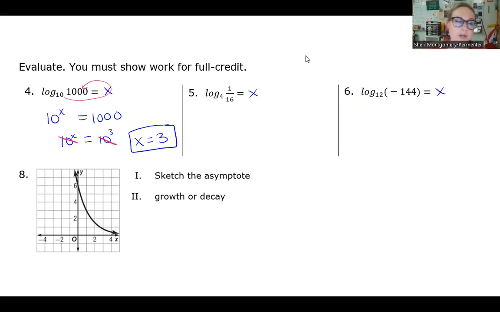For the next one, we're going to do the same thing. We're going to do the little swirly thing. 4 to the x power is equal to 1/16. What did I say that we could do instead of writing a fraction like this? How could we rewrite that?